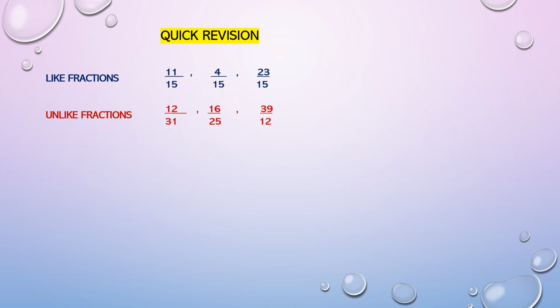Let us have a quick revision, a quick recap on like and unlike fractions. I'm going to give you 3 examples each for like and unlike fractions. Take 2 seconds to see any pattern. Is there anything common or uncommon? Yes, you're right. Like fractions written in blue are the fractions with the same denominator. On the other hand, unlike fractions written in red are the fractions with different denominators.